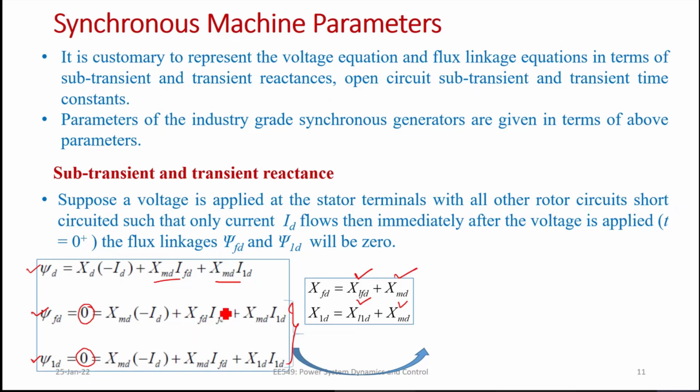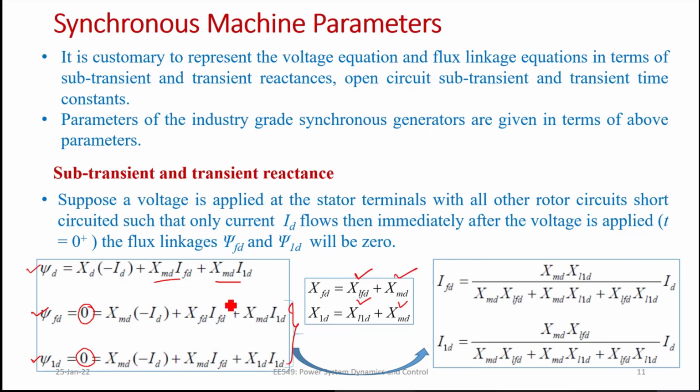Similarly, if I eliminate IFD from these two equations, I can write I1D in terms of ID. Just see here, you can also do this at home, you can try it in your hostel. Just by eliminating I1D from these two equations, I can find IFD in terms of ID. You can see ID and other reactance values here. Similarly, I can eliminate IFD from these two equations and write I1D in terms of ID. This is what we can see, I1D in terms of ID.